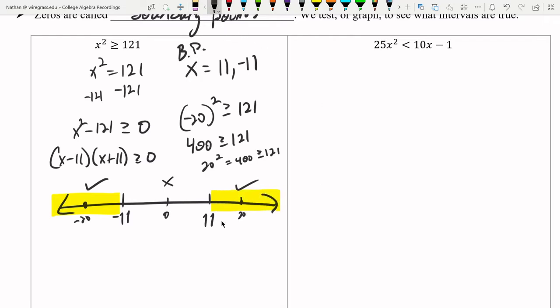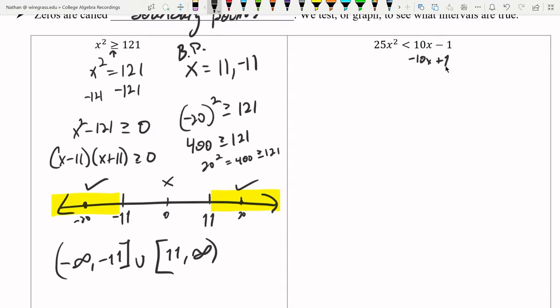So our solution is going to be the interval negative infinity to negative 11 unioned with the interval 11 to infinity. We do not include the false interval, which was between negative 11 and 11. And in this case, we do include the endpoints because we have greater than or equal to. So I actually should be writing brackets around negative 11 and 11 because that includes the endpoints, or the boundary points. Okay, for the next one, same kind of process.